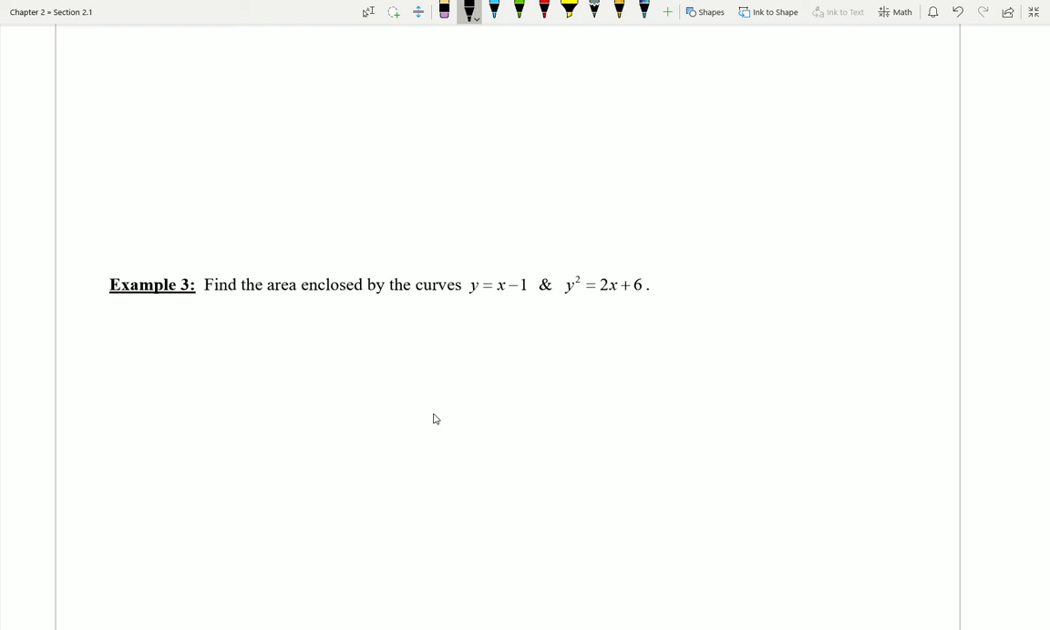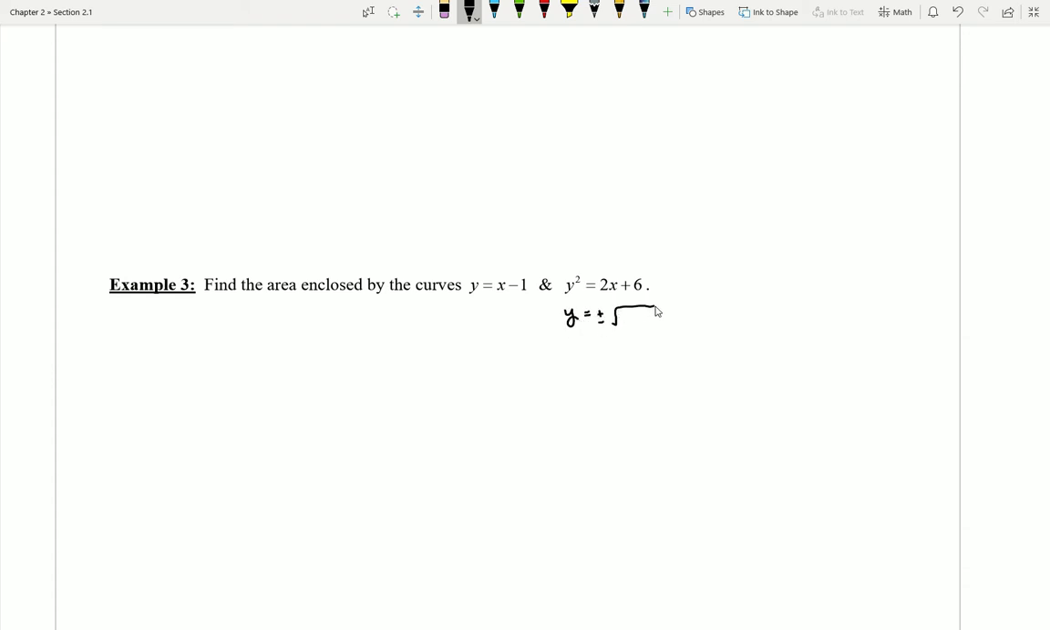Now let's take a look at example number 3. I want to find the area enclosed by the curves y equals x minus 1 and y squared is equal to 2x plus 6. Now what I might see here right away is that the second curve is going to be a little bit awkward to graph. I can go ahead and think about this in two different ways.